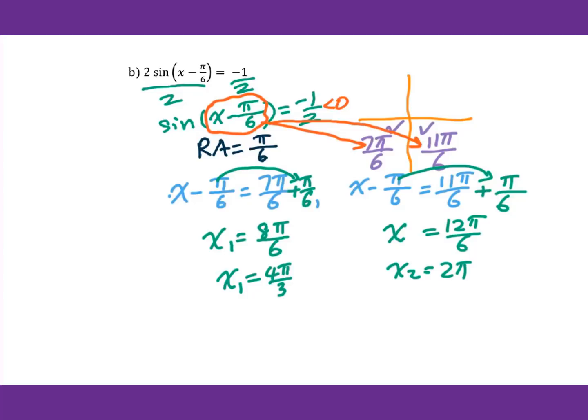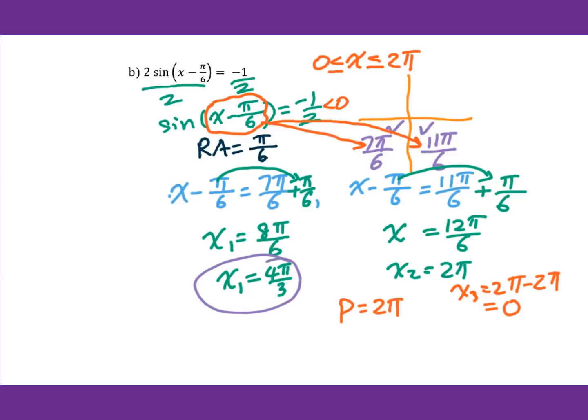Since we are looking for the angle between 0 to 2 pi, and in this problem, period equals 2 pi, so 2 pi minus 2 pi equals 0 will be a solution too. Therefore, for this question, we will have 3 solutions, 1, 2, and 3.